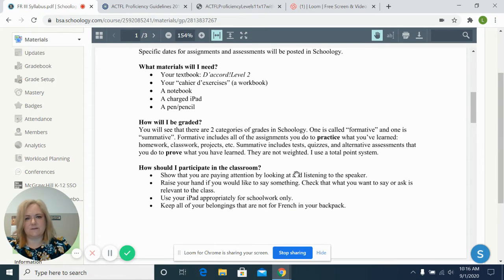The grading is different than it was in French 1 and 2. I only have 2 categories this year in Schoology, one called formative and one called summative. Formative refers to all of those assignments that we do to practice French, such as homework, classwork, discussions, and projects. And the other is summative, which are those things that we do to prove what we've learned, like tests and quizzes. These categories are not weighted, and I'll be using a total point system this year.